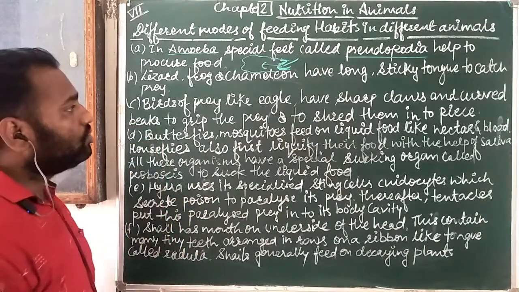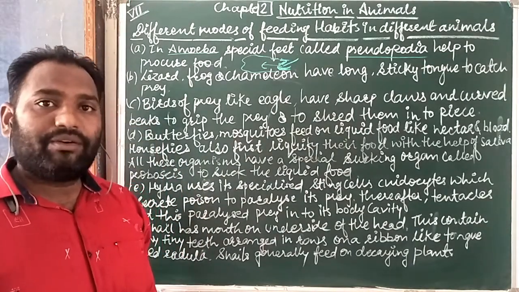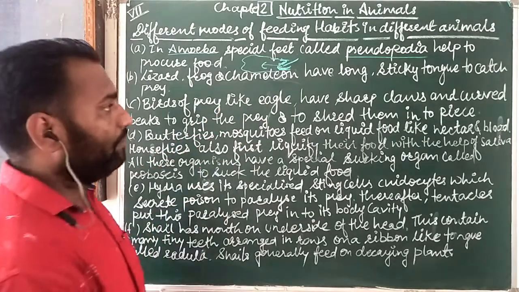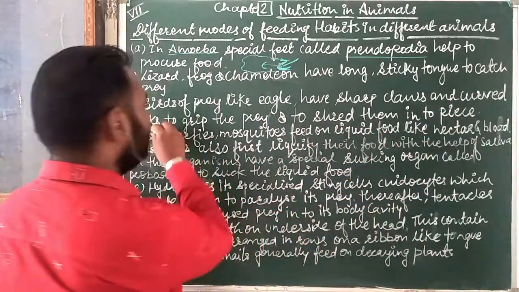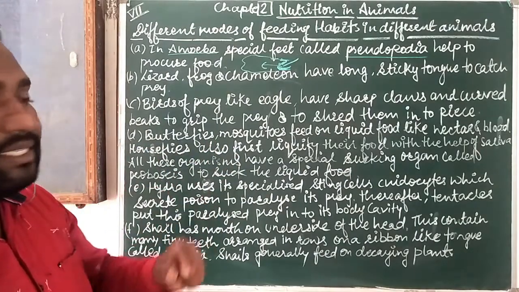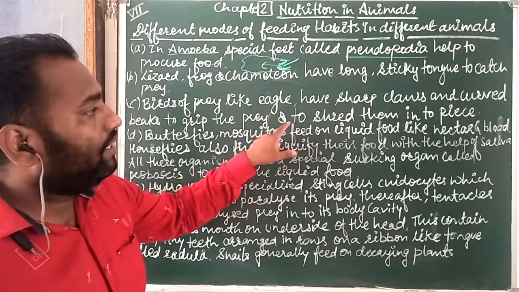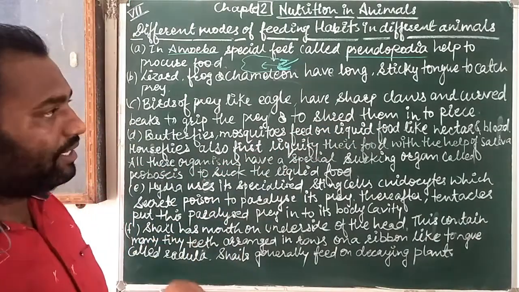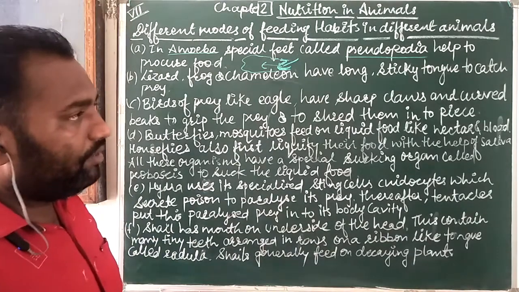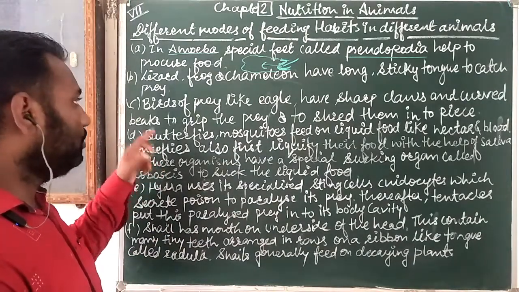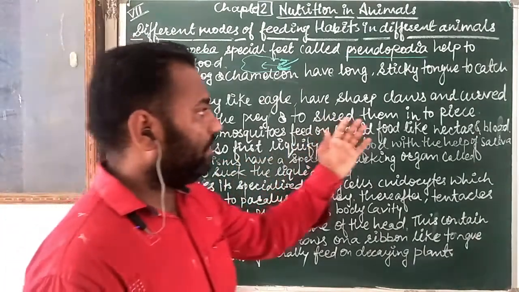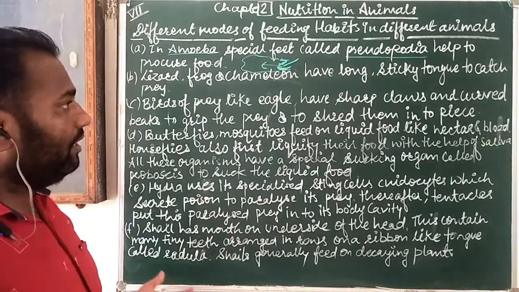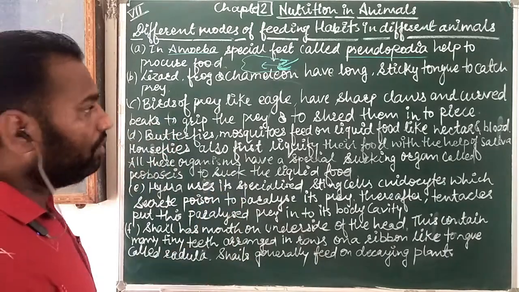Now the third one is birds of prey. Birds of prey are those birds which depend on prey, like the eagle, which has sharp claws and curved beaks to grip the prey and shred it into paste. It means they grip the prey and shred it, breaking it down into pieces, because they can take the food only in the form of pieces. They do not take the whole food. That's why they shred it into paste.